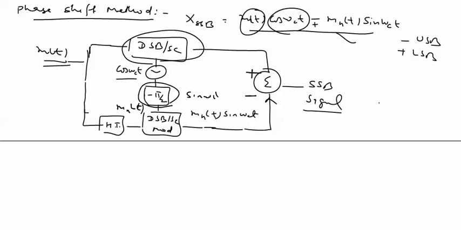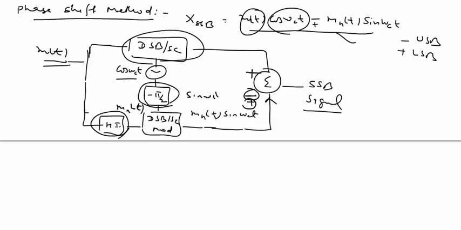Upper sideband and lower sideband depend on the sign used. If the negative sign is used, it is USB. If the positive sign is used, it is LSB. In the phase shift method, switching from one sideband to the other is very easy as compared to the filter method. The drawback is that a very accurate phase shifter is required.